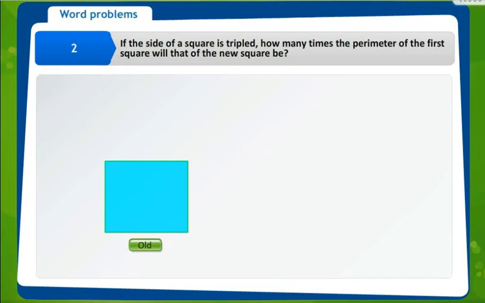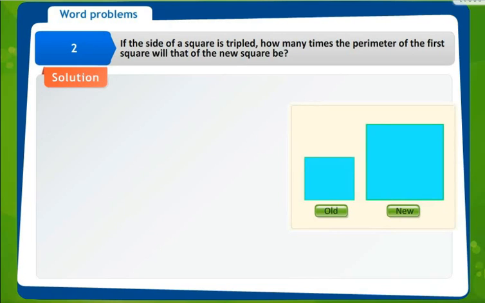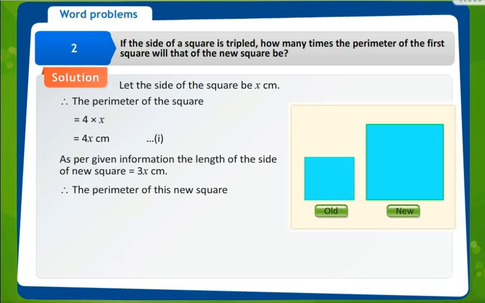Again another example. If the side of a square is tripled, how many times the perimeter of the first square will that of the new square be? Look at the old square and the new square. Let the side of the square be x centimeter. The perimeter of a square will be 4 into x, that is 4x centimeter. Now as per given information, the side of the new square is tripled. So it is 3x. So the perimeter now will be 4 into 3x.